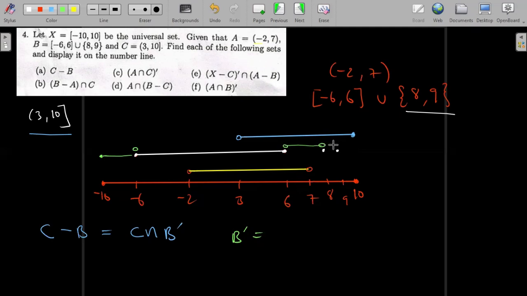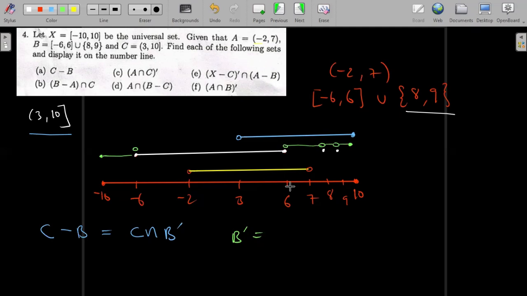Then the numbers in between here are also in that. So here in between it will be there. Then at 9 it's going to be open. Then from 9 to 10, the numbers there like that. Then it's going to be closed at 10 because it's a part of that. So the one that I've written in green, that is B complement.